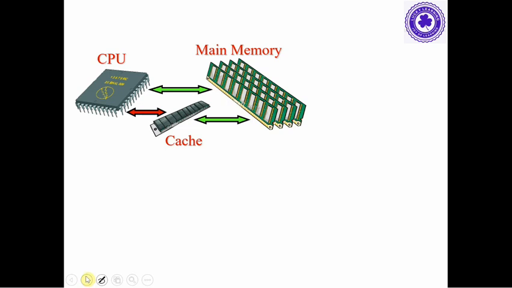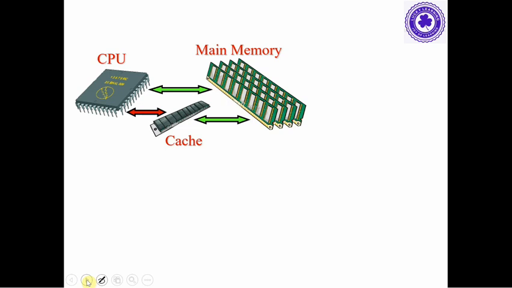Let us take a typical example. If one instruction takes 100 nanoseconds to access from main memory, from cache memory it takes 10 nanoseconds. It means that cache is 10 times faster than main memory. That is just a typical example for understanding the numbers. It means cache is much faster when compared with main memory.